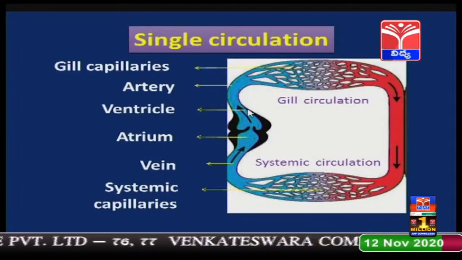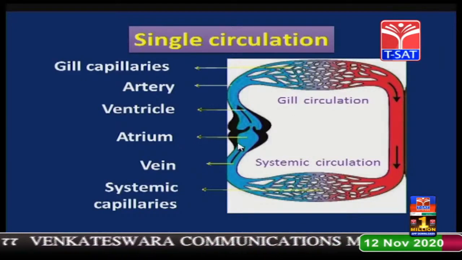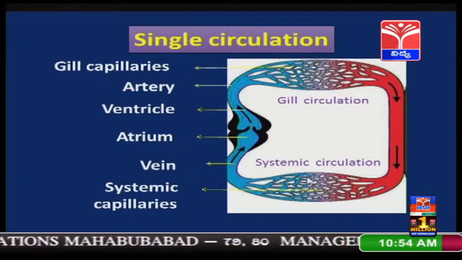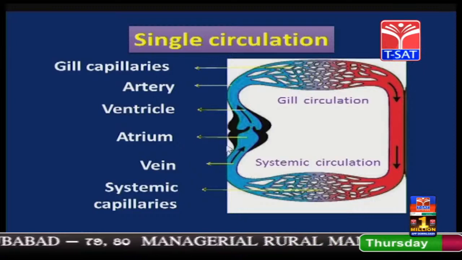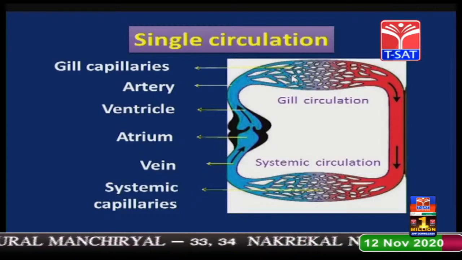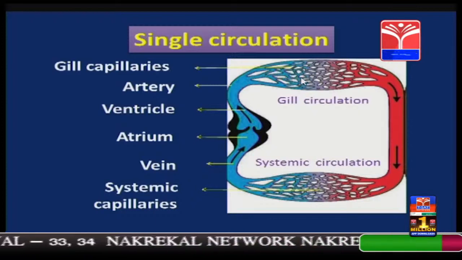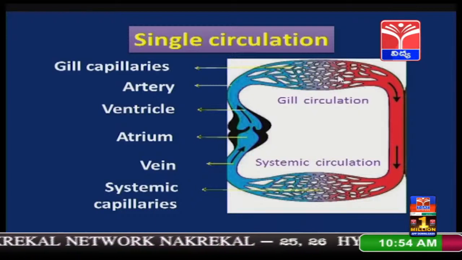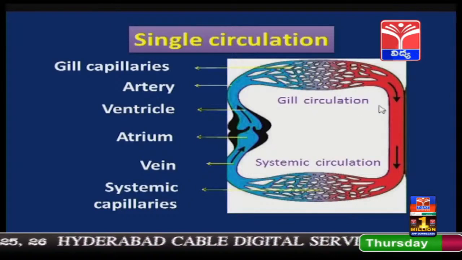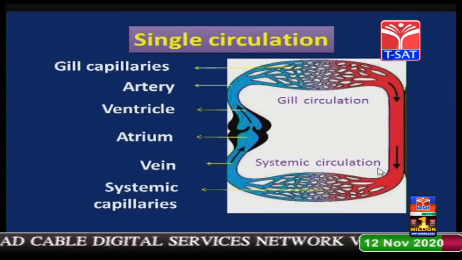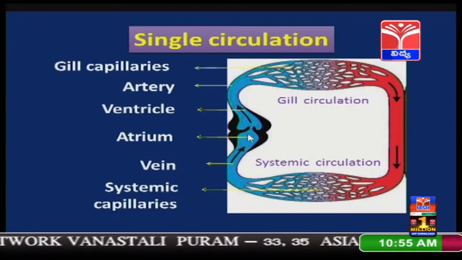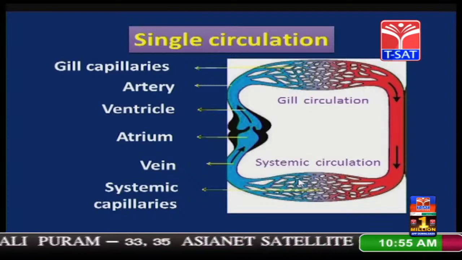Fish has a two chambered heart. Heart contains a single atrium and a single ventricle. The atrium collects deoxygenated blood from the body while the ventricle pumps the blood to the gills where the gaseous exchange occurs. That means the blood is reoxygenated. This is called gill circulation. The blood then continues to the rest of the body before arriving back to the atrium. This is called systemic circulation.